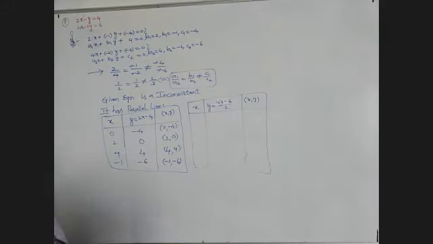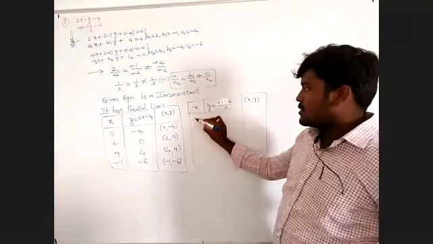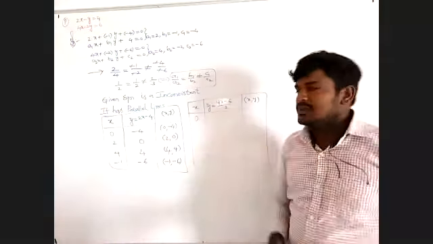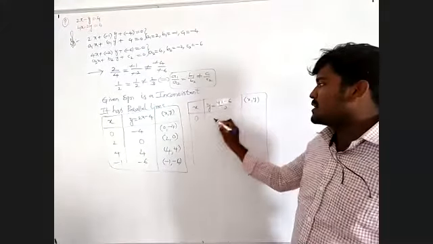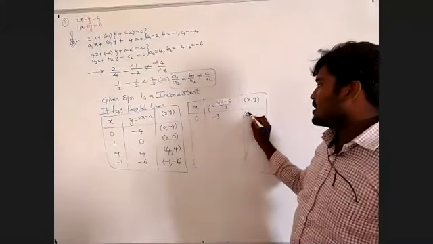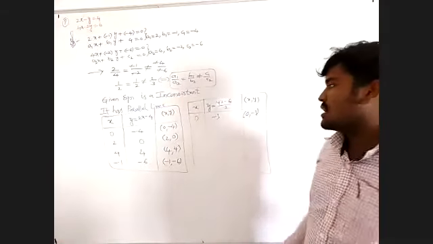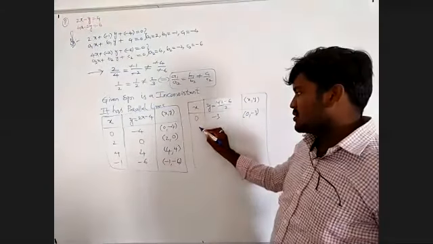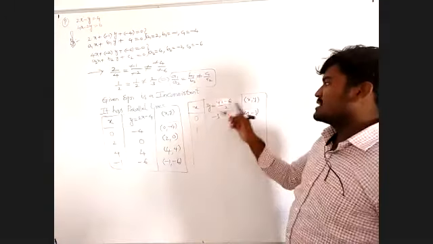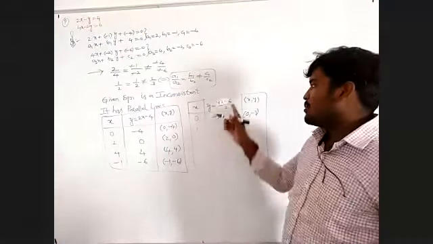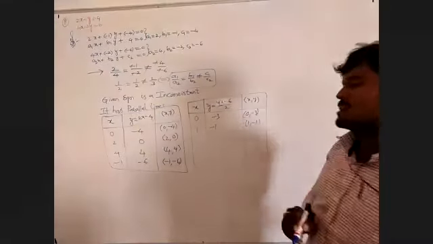Otherwise here we have to take let x is equal to 0 in this one. 4 into 0 becomes 0. Minus 6 by 2 is equal to minus 3. That way I have to take it as 0 comma minus 3. And also let x is equal to 1. 4 into 1 becomes 4. 4 minus 6 becomes minus 2. Minus 2 by 2 becomes minus 1. That way I have to take 1 comma minus 1.